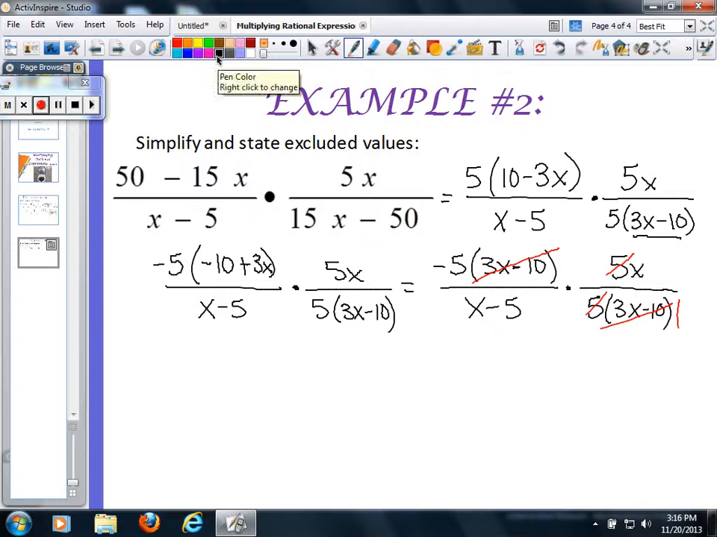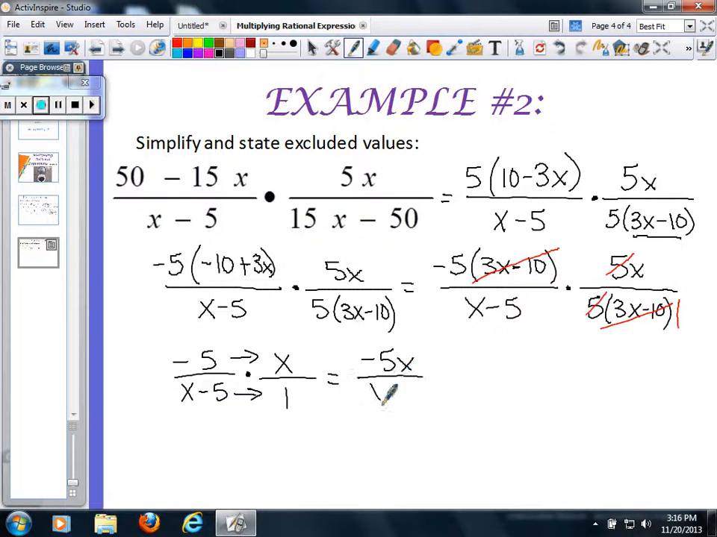So now my new problem is negative 5 over x minus 5 times x over 1. Now we're going to multiply straight across. And this is going to be negative 5x over x minus 5. And now there is nothing else I can cancel here, so this becomes my answer. Okay?